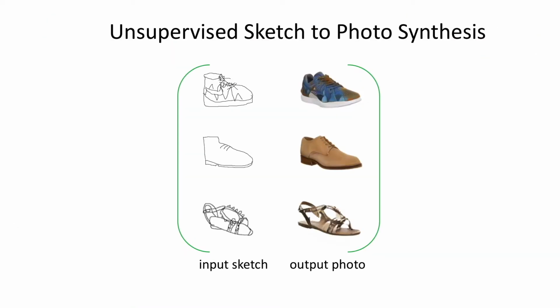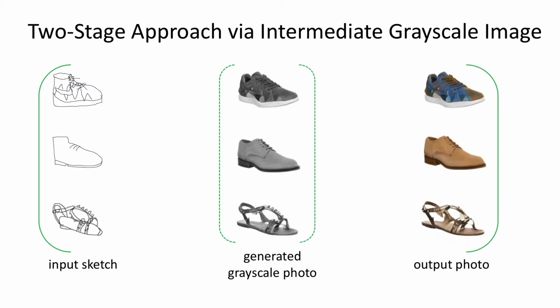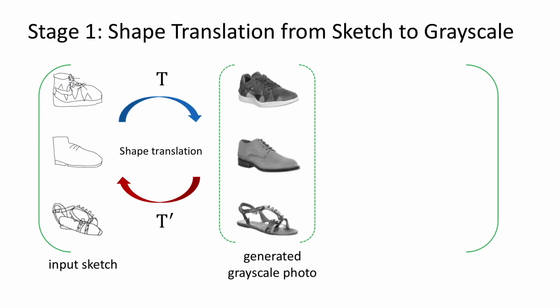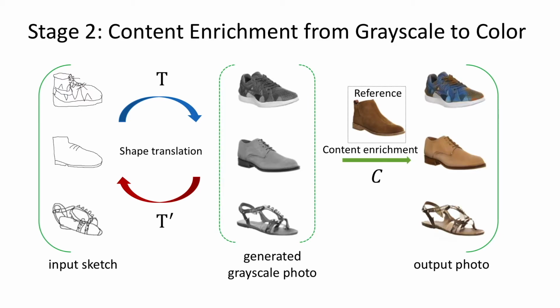Our key insight is to introduce an intermediate synthesis goal and decompose this task into two separate translation stages, shape translation and content enrichment. The shape translation network learns to synthesize a grayscale photo given a sketch. Geometrical distortions are eliminated at this step. Content enrichment learns to fill the grayscale image with colorful details. It is designed to work with or without a reference image, so that it can produce diverse outputs.